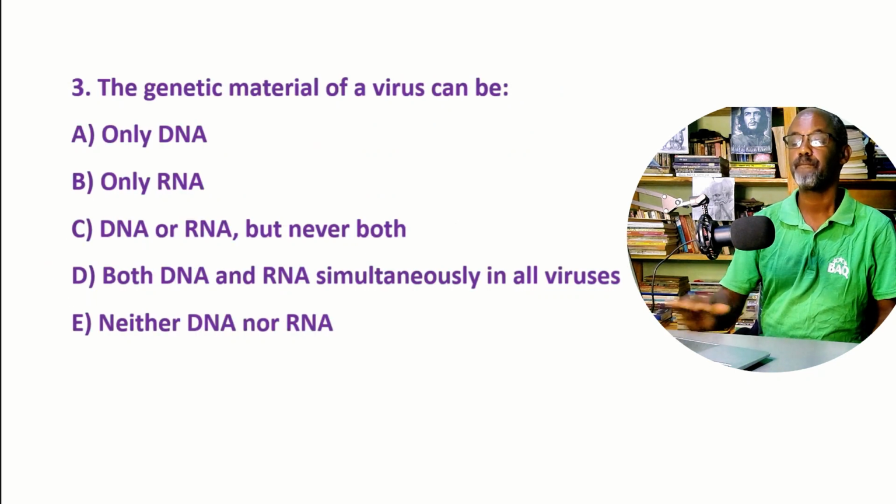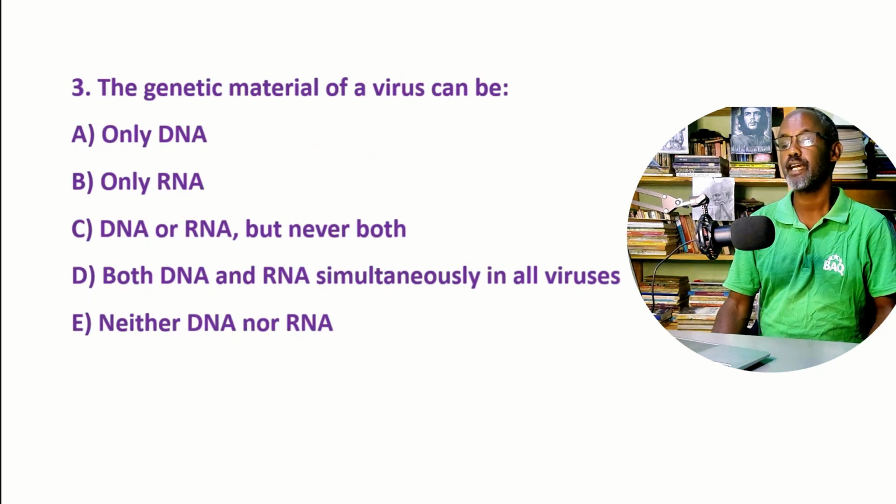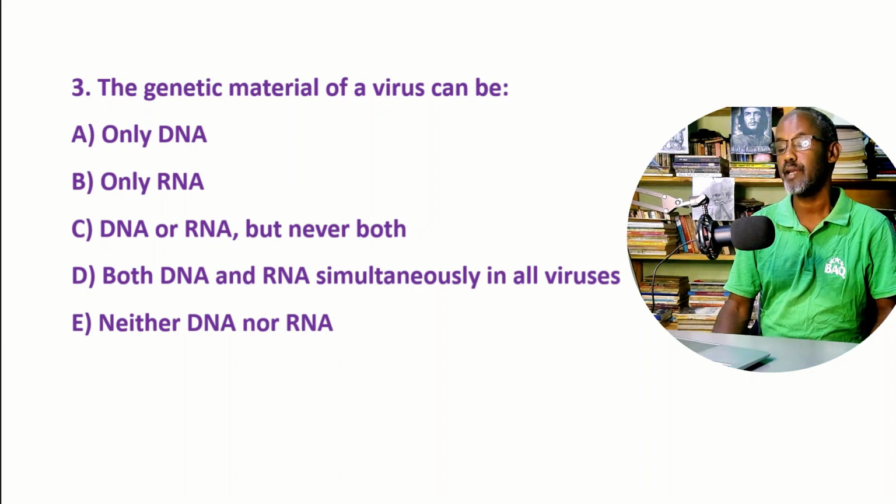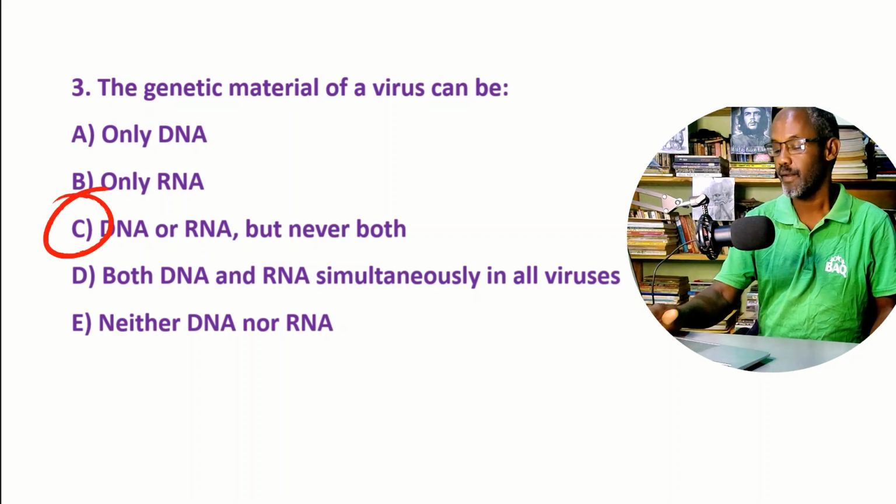Question number three. The genetic material of a virus can be: A. only DNA. B. Only RNA. C. DNA or RNA, but never both. D. Both DNA and RNA simultaneously in all viruses. E. Neither DNA nor RNA. The answer clearly is choice C.